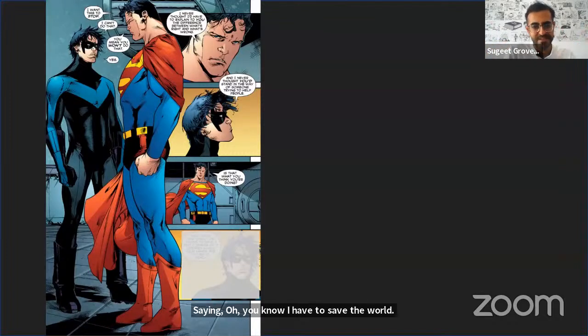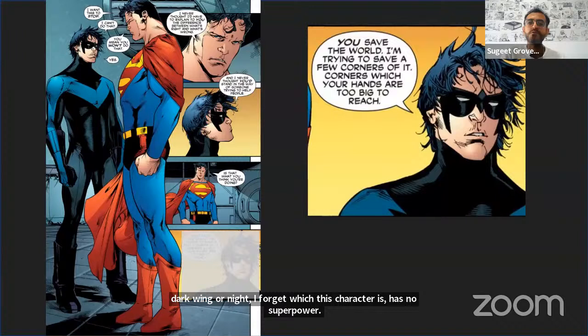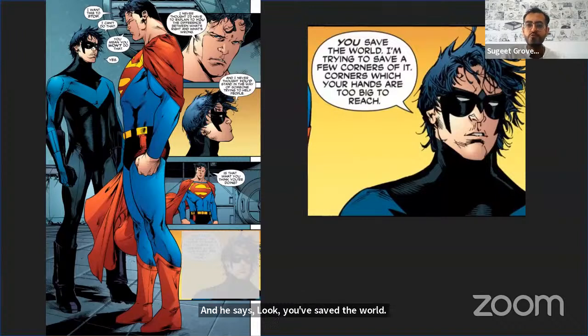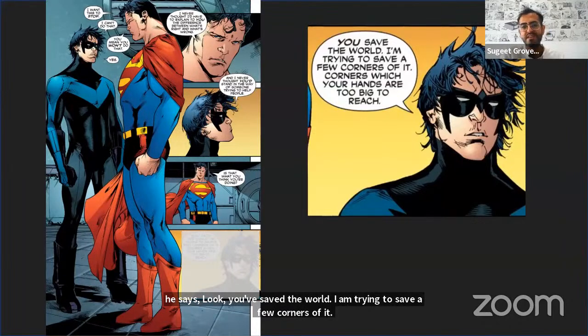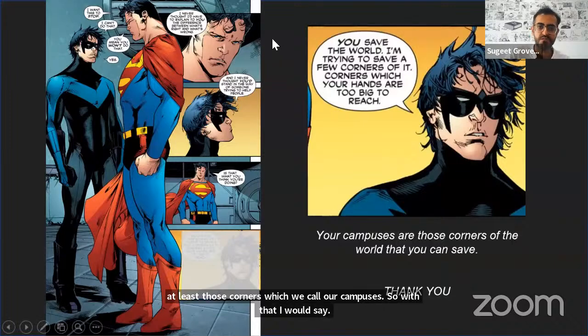And Darkwing or Nightwing, I forget which this character is, has no superpower, and he says, look, you've saved the world. I am trying to save a few corners of it, corners which your hands are too big to reach. And this is perhaps who we are. Your campuses are those corners of the world that you can save, and perhaps a bigger policy cannot save them. But we ourselves are those Nightwings who don't have superpowers, but can actually save at least those corners which we call our campuses. So with that, I would say thank you, and I would stop my screen share.